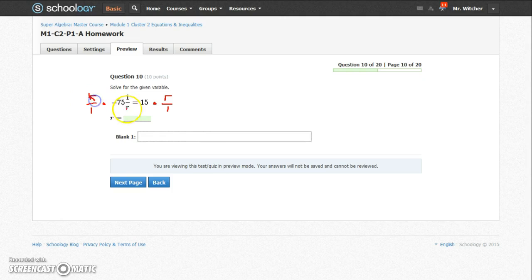So r divided by r is 1. 1 divided by 1 is 1. And anything times 1 is just itself. So we still have negative 75 over here. Negative 75 equals 15 times r divided by 1. So negative 75 equals 15r. Now we can divide by 15 because that's an operation happening to r. And negative 75 divided by 15 is going to be negative 5.